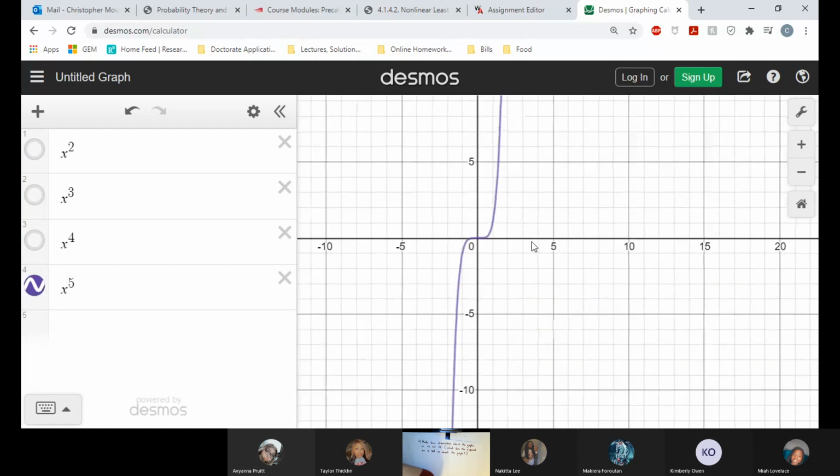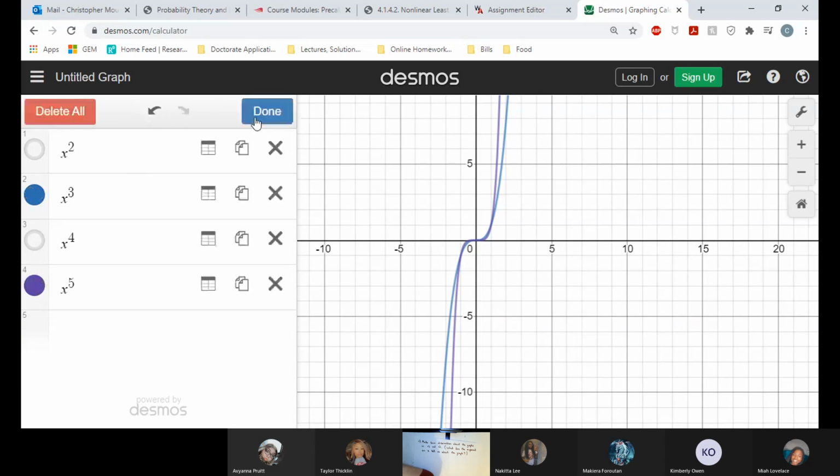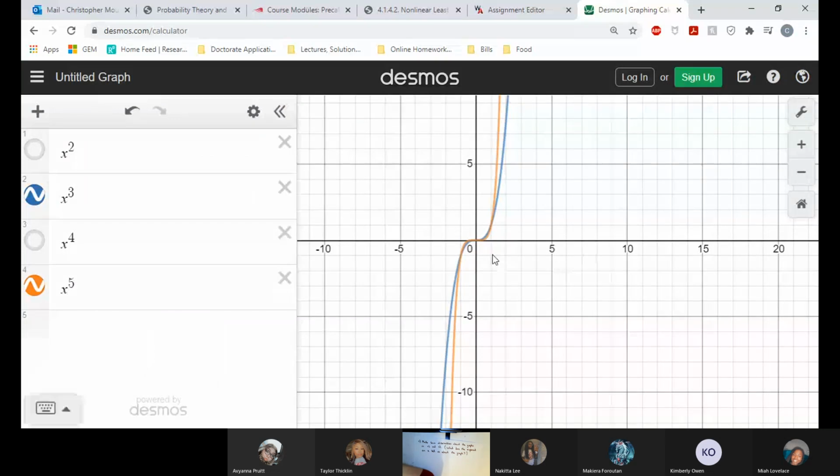So here's an x to the 5th graph, and you see it looks very similar to x cubed. Let me change its color to make it more visible. It looks very similar to the x cubed graph in that the legs are pointing opposite directions. So what would we expect if I went to x to the 6th and x to the 7th, etc., etc.?